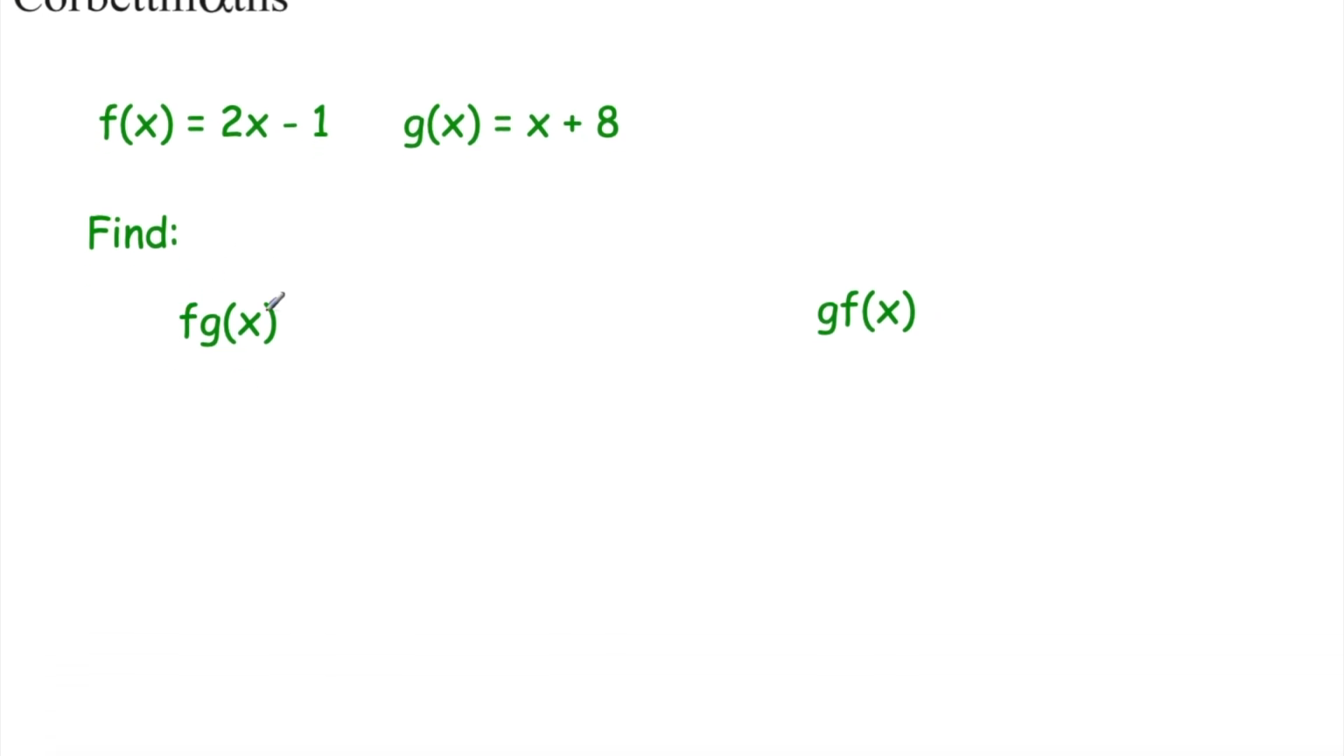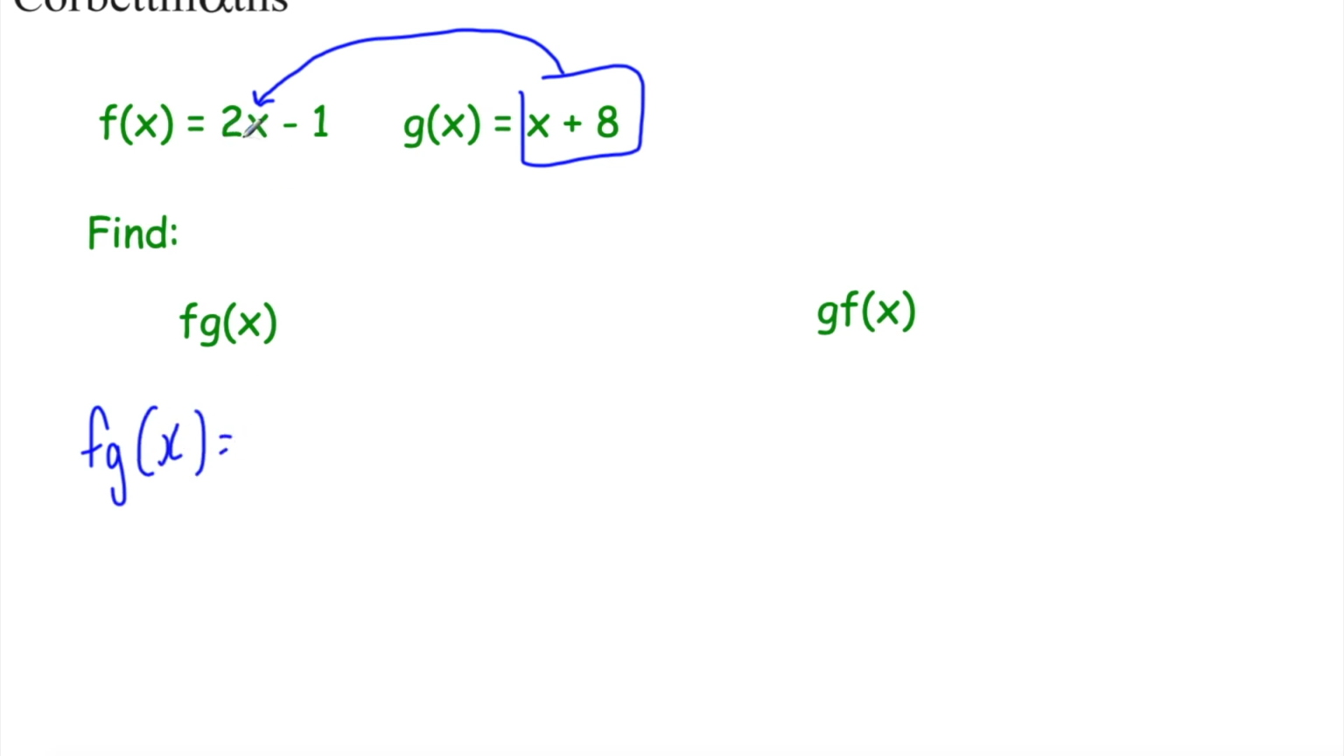Okay, so if I wanted to find fg of x, we're going to apply function g first of all. So if we start off with x and we apply function g, we'd get x plus 8. And then we're going to apply function f, so we're then going to substitute this into function f. So that would give us fg of x would be equal to, instead of 2x, we're replacing the x with x plus 8, so it's going to be 2 bracket x plus 8, close brackets, and then minus 1.